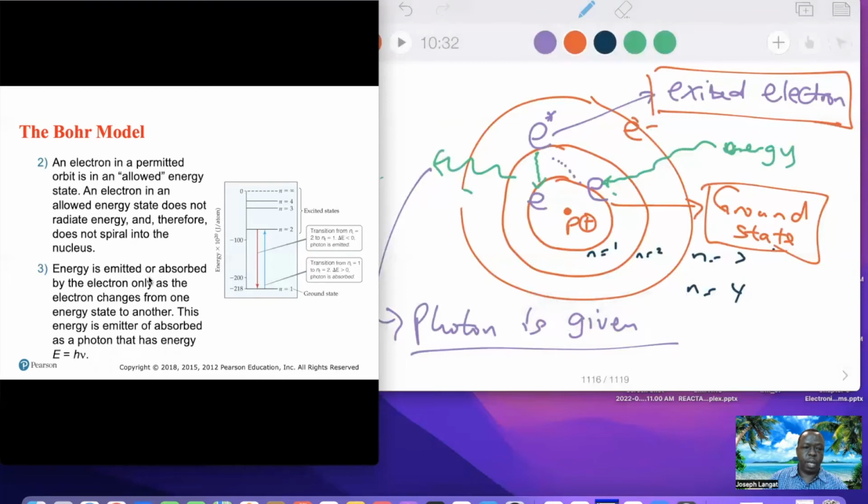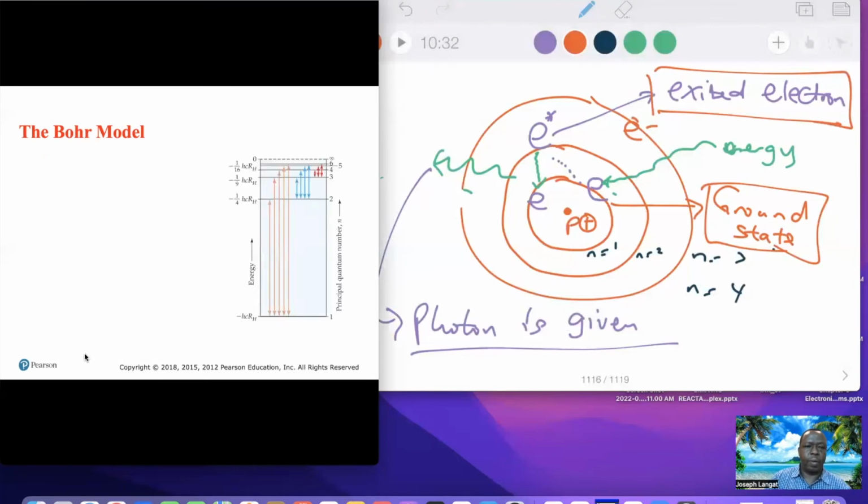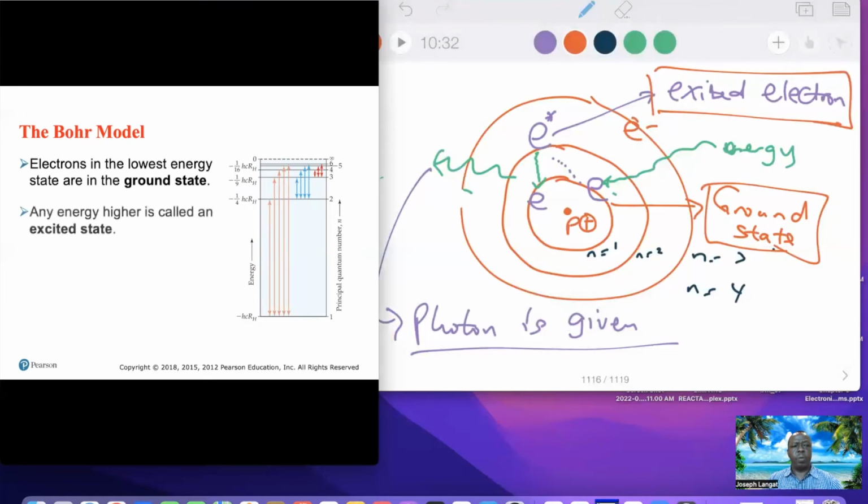Of course, I explained that energy is emitted or absorbed. When? Look at the transition. If it is moving from lower to higher, energy is absorbed. If it is transitioning from higher to lower, energy is given up, and we can calculate the energy emitted or absorbed using that. That's what we looked at earlier on. Okay. An electron in the lowest energy level, we call it the ground state.